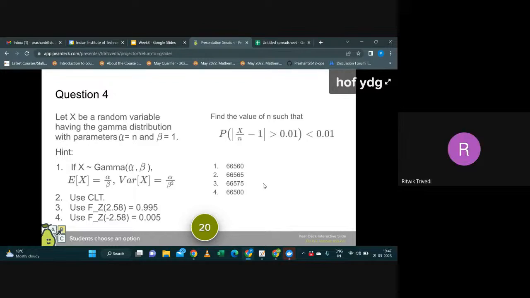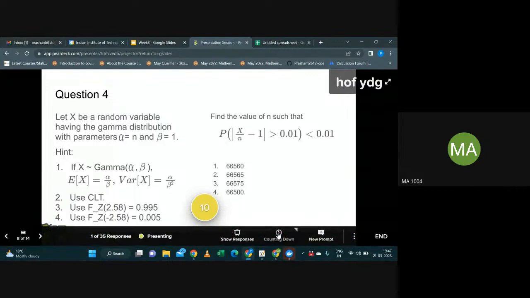For some reason, I'm getting confused on how to approach. Okay, no, we'll see. Just be clear with this. I have received only one response, so let me give 3 minutes.